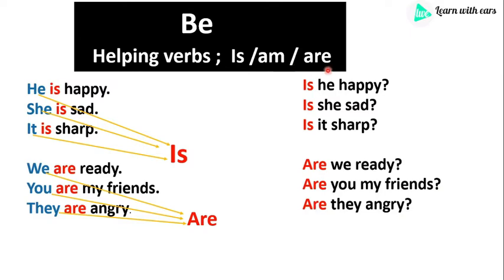We use is, am, are to ask questions. With singular subjects we use is: he, she, it, is. With plural subjects we use are: we, you, they, are. And with I we use am. These are helping verbs, right?